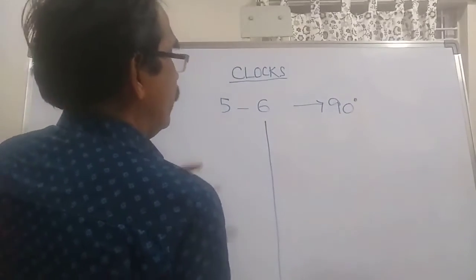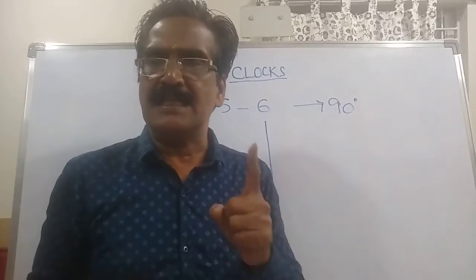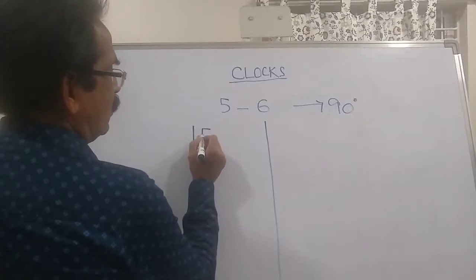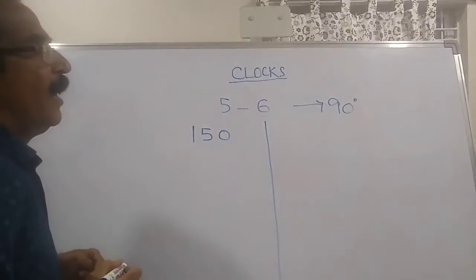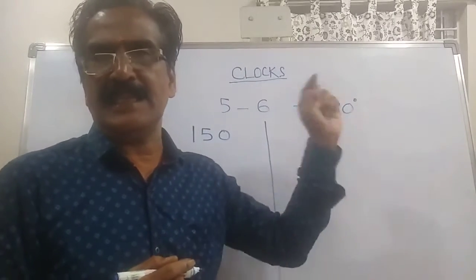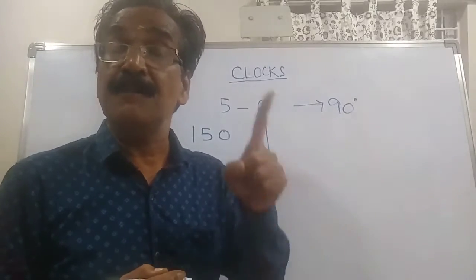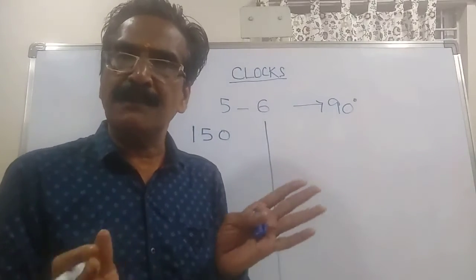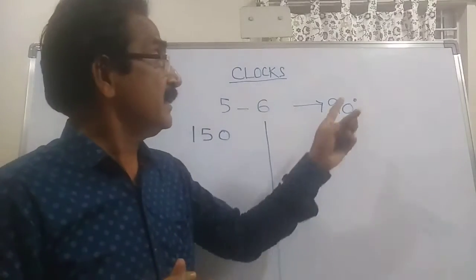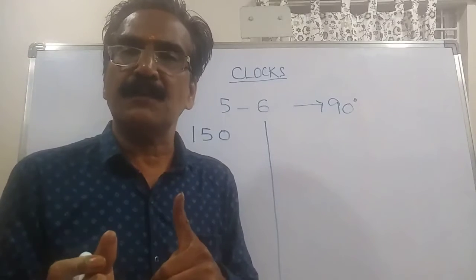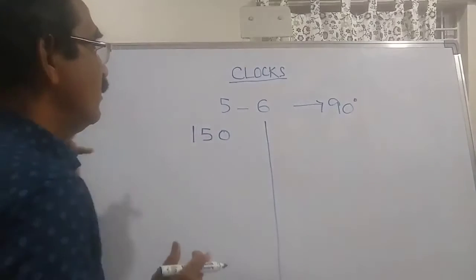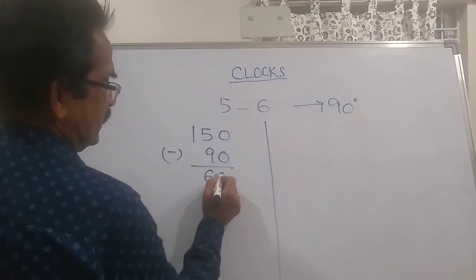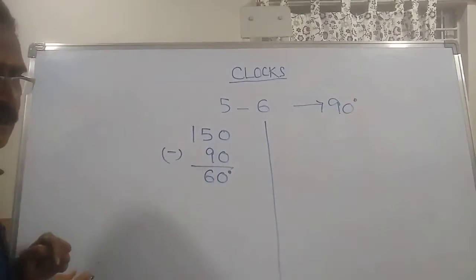See, at 5 o'clock we know the angle between the hands at 5 o'clock, that is 5 into 30, which is 150. How much angle do we want? We want a 90 degrees angle. So 60 degrees must be reduced from this 150. Actually at 5 o'clock the angle between the hands will be 150, but we want only 90. So we have to do 150 minus 90, that is 60 degrees. So 60 degrees angle must be reduced.